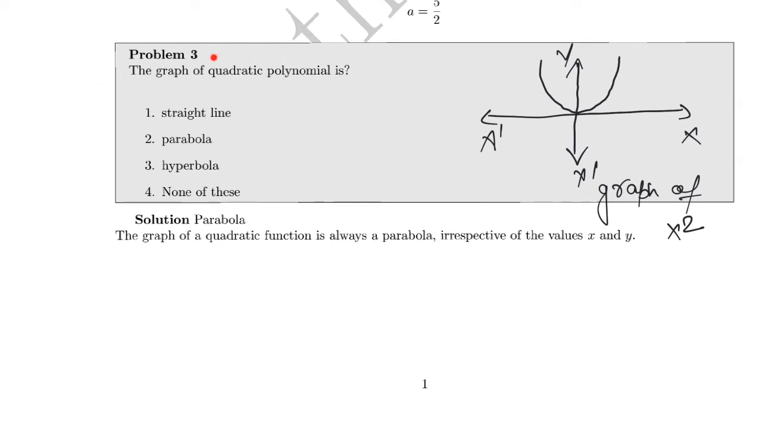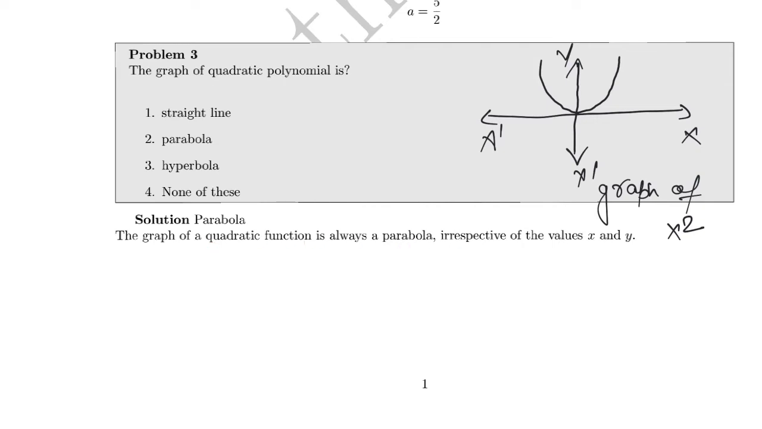Now we'll see problem number 3. The graph of a quadratic polynomial is. The question asks what is the graph of a quadratic polynomial, and we have the options straight line, parabola, hyperbola, and none of these. We can see the graph of x square, which is a quadratic polynomial, and it is a parabola. We should know that the graph of a quadratic polynomial is always a parabola. So option number 2 is correct.